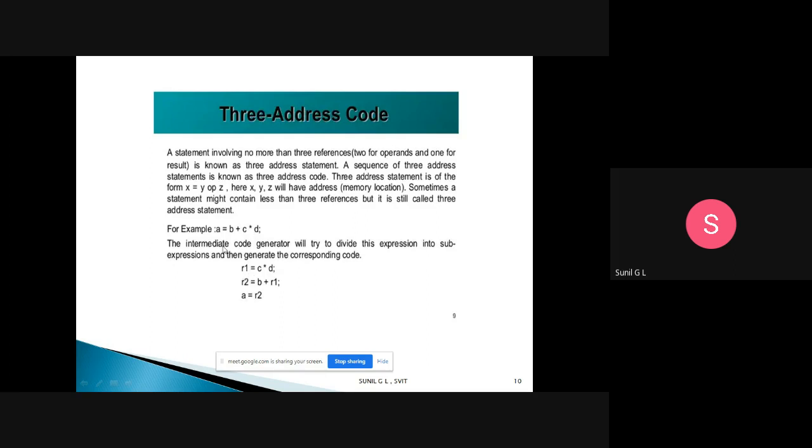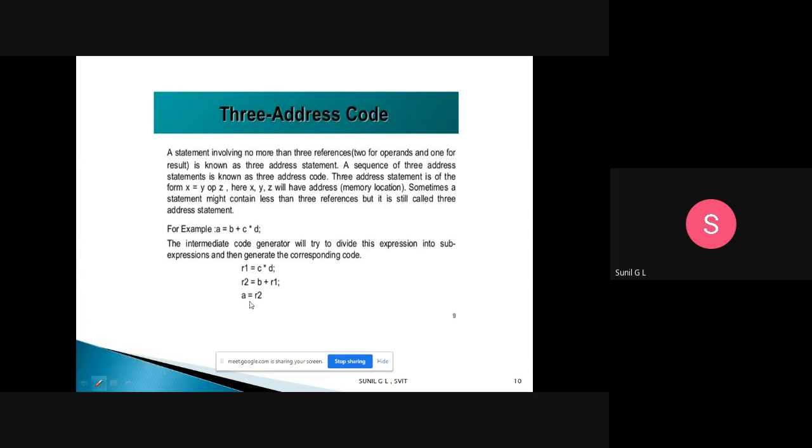So after that, whatever result I am getting will be added with B. That is B plus R1, and that will be stored in result R2. Then finally this whole result will be copied to A. The whole result is available in R2, and that will be copied to A.